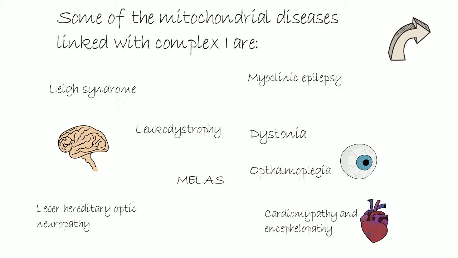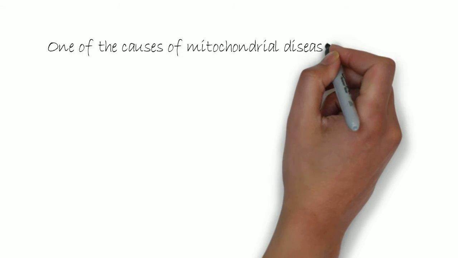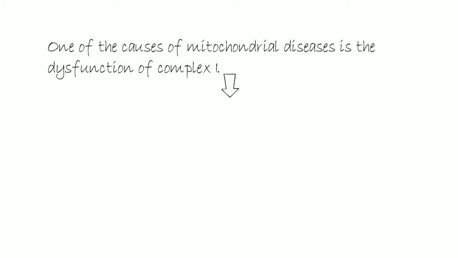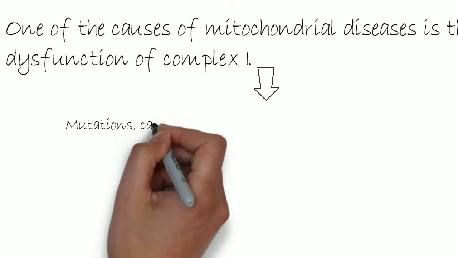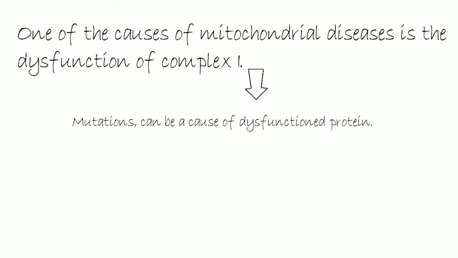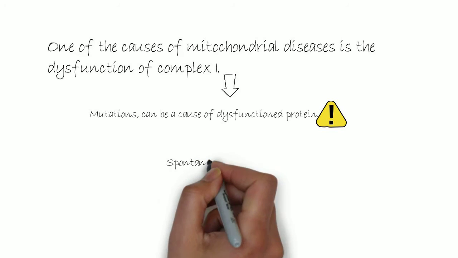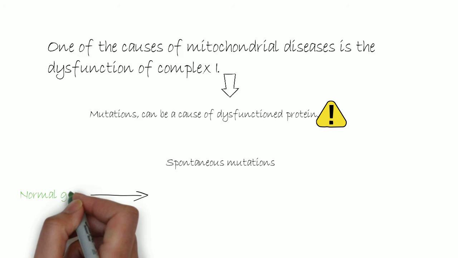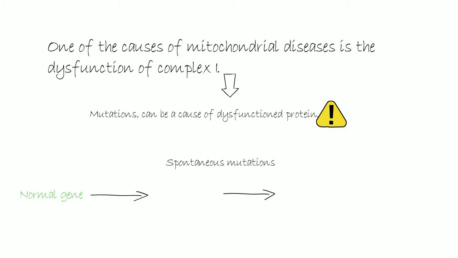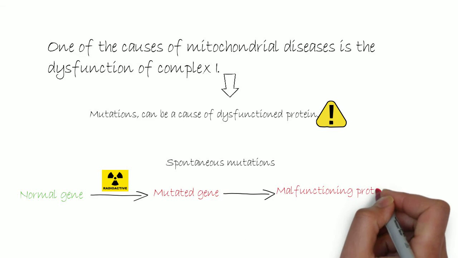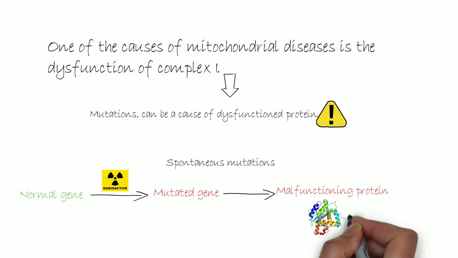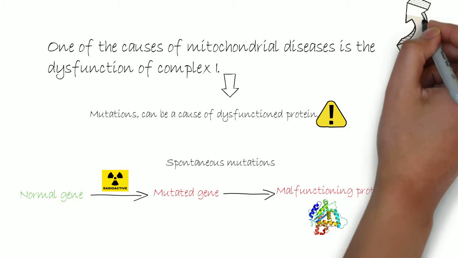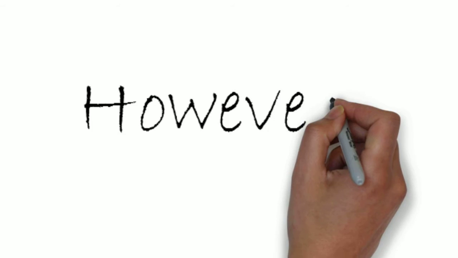One of the causes of mitochondrial disease is the dysfunction of complex 1, which can be due to mutations. The naturally occurring mutations are called spontaneous mutations that can be due to a mutagen such as UV light, which affects a normal gene, knocking out an amino acid or changing it for another one, resulting in a mutated gene. The mutated gene then transcribes into a malfunctioning protein, which is not able to or less able to function as a normal protein, resulting in the disease.